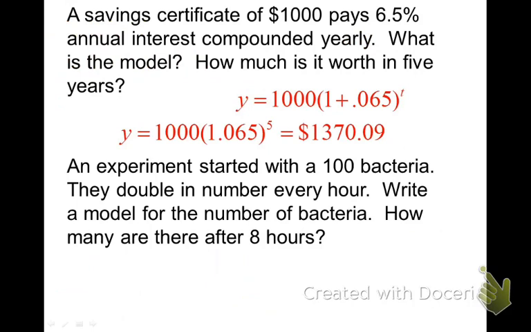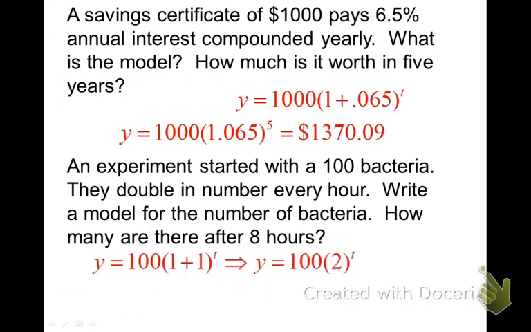Another exponential example is going to be bacteria growth. So let's say we start with 100 bacteria, and we say that they're going to double in number every hour. What's the model, and how many are there after 8 hours? Now, what may look different about this one is that they don't give you a percentage. Or do they? So what does double every hour mean?